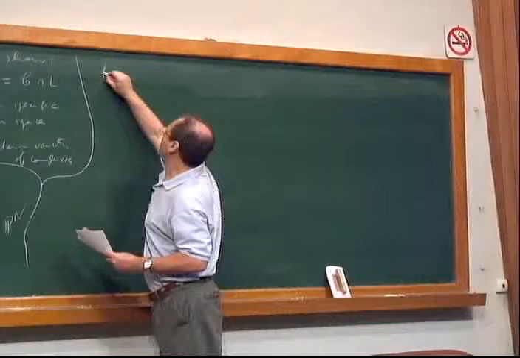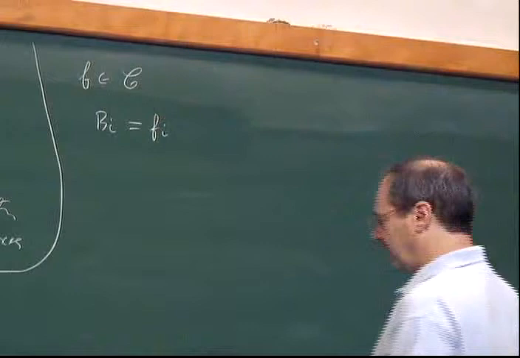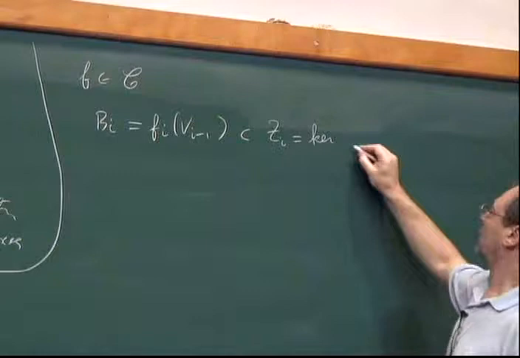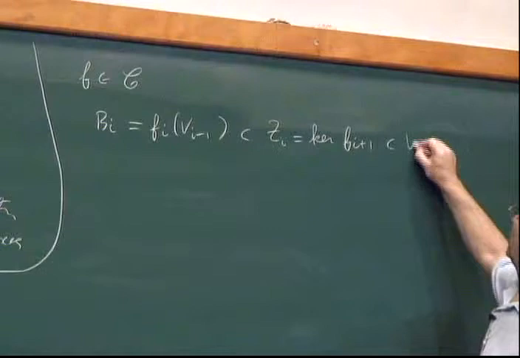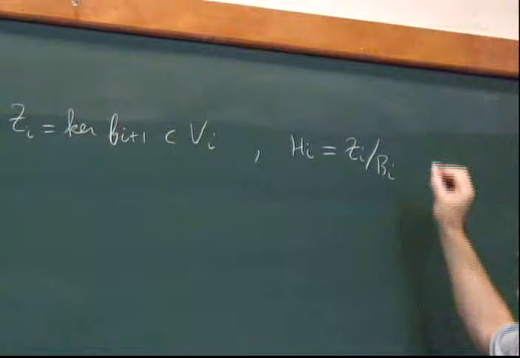So if I have a complex, as usual, we define the boundaries: F_i of B_{i-1} is contained in the cycles, which is the kernel of F_{i+1}. And this is contained in V_i. And we define the homology as Z_i over B_i. In our situation, these are all finite dimensional vector spaces over C.